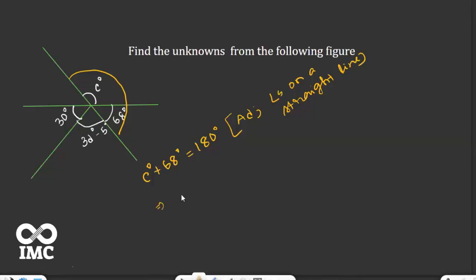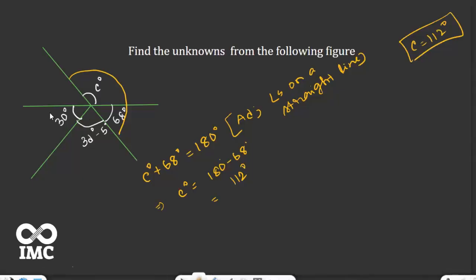So here, what will be the answer? C degrees will be 180 degrees minus 68 degrees. Now subtract 68 from 180. 8, 9, 10. So that will be 2. We have 1, 7, then 1, 1, 2 degrees. So the answer of C is equal to 112 degrees. So we got our first answer.